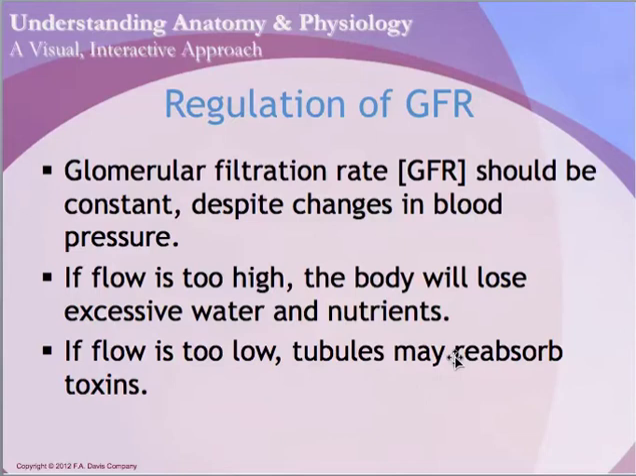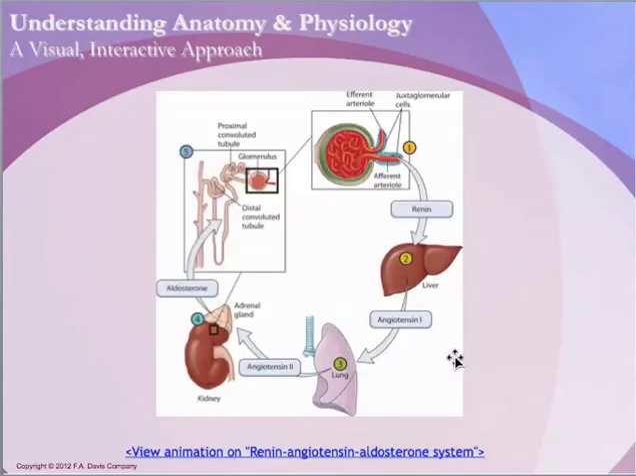But it's important that in the glomerulus, we regulate how fast blood is going through there, or we regulate this glomerular filtration rate. We don't want the flow to be too high or too low. If the flow is too high, the body will lose excessive water and nutrients. And if it's too low, the tubules may reabsorb toxins. So our body has a system in place to control that, and that's the renin-angiotensin-aldosterone system. We've talked a little bit about some of this along the way, but let's talk more about it.